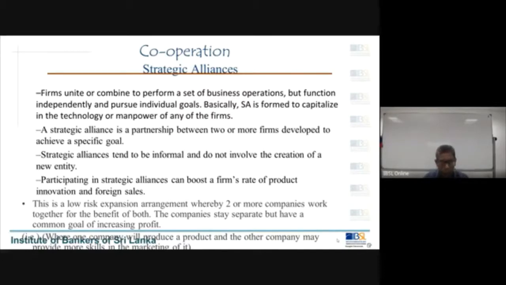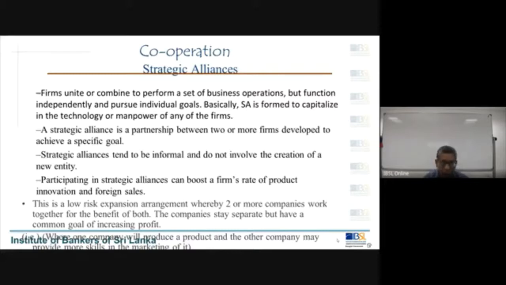Why do we form a strategic alliance? Most of the time, if you can't fight another company, what is the best strategy you have? Rather than fighting, we join together, right? A strategic alliance, therefore, is a partnership between two or more firms to achieve a particular goal.